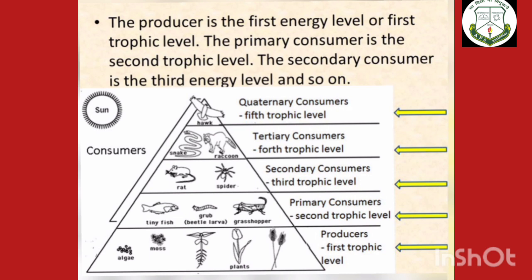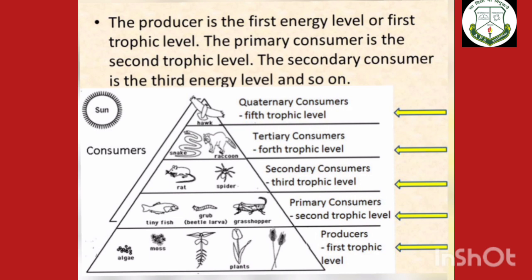So this diagram shows different types of trophic levels according to their food chain. In this manner, the energy flow also occurs in this pyramid. So producers contain the largest amount of energy, after that primary consumer, after that secondary consumer, and then tertiary, and the least amount of energy is at the fifth trophic level.